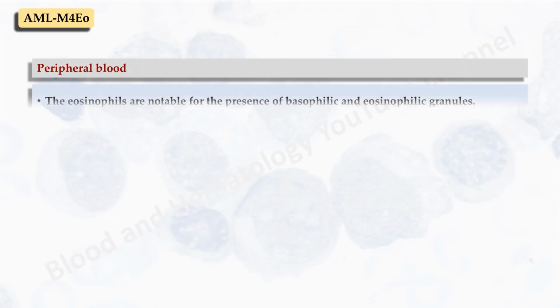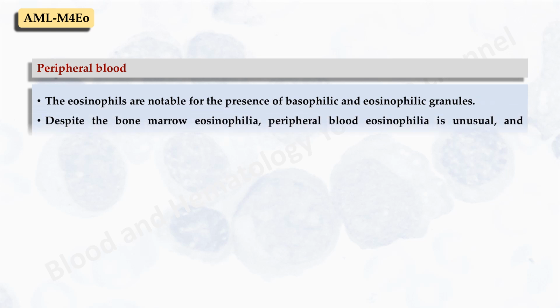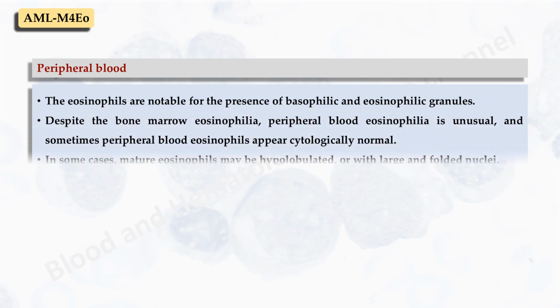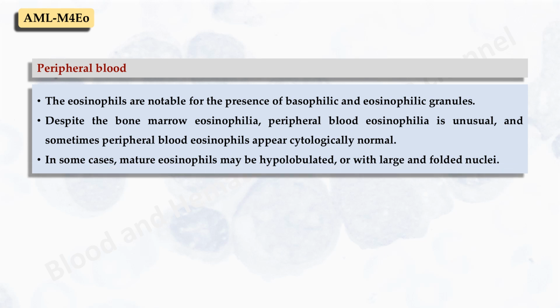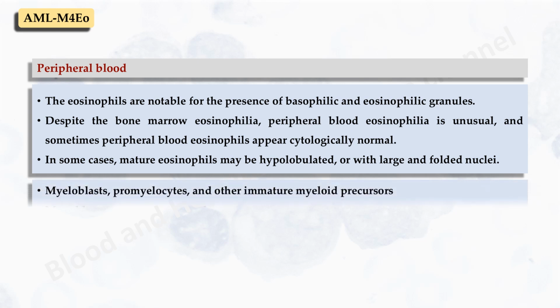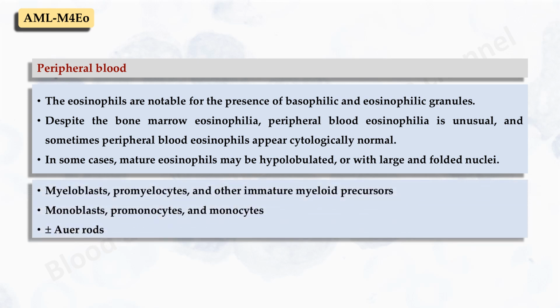In AML M4EO, the eosinophils are notable for the presence of basophilic and eosinophilic granules. Despite the bone marrow eosinophilia, peripheral blood eosinophilia is unusual, and sometimes peripheral blood eosinophils appear cytologically normal. In some cases, mature eosinophils may be hyperlobulated, or with large and folded nuclei. Peripheral blood presents myeloblasts, promyelocytes, and other immature myeloid precursors, and also monoblasts, promonocytes, and monocytes. Auer rods may be present.